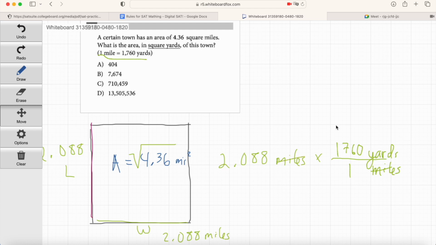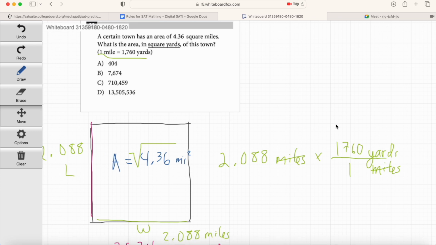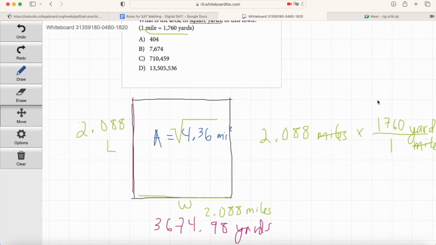3,674. I totally punched in something wrong. Hold on. Yeah, you got 3,000. Tell me again. 3,674. Like 0.98, something like that. Yeah, 0.98. Here we go. Yards. Okay. And then the same thing here for the length.